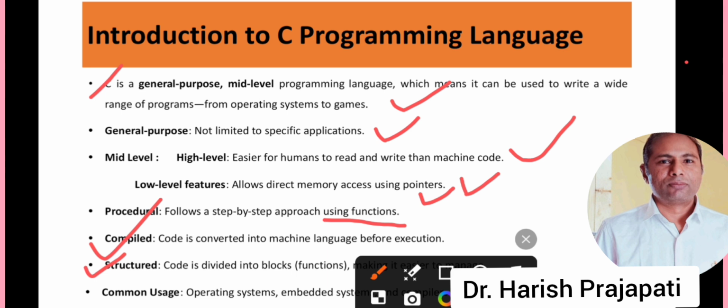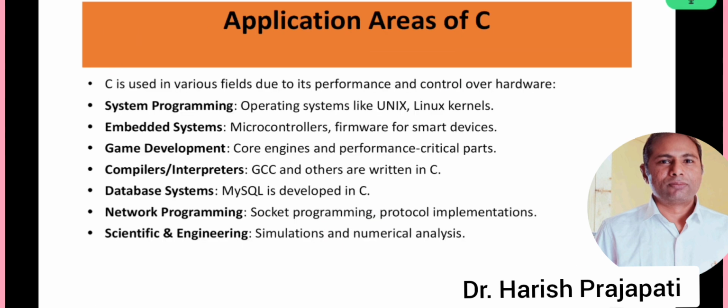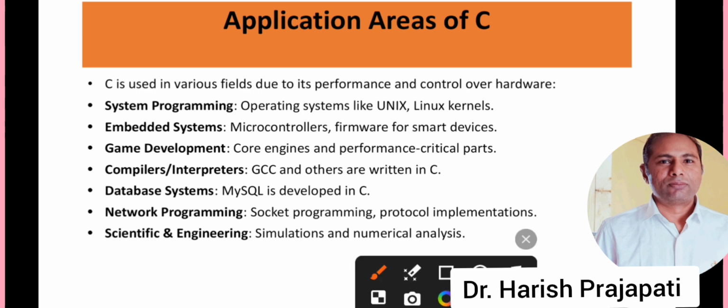Now, what are the common applications of the C language? We can use the C language in different operating systems, and in embedded systems. There are various applications of the C language. As I have told you, C is a general purpose language, meaning we can apply it in various areas. C is used in various fields due to its performance and system programming.